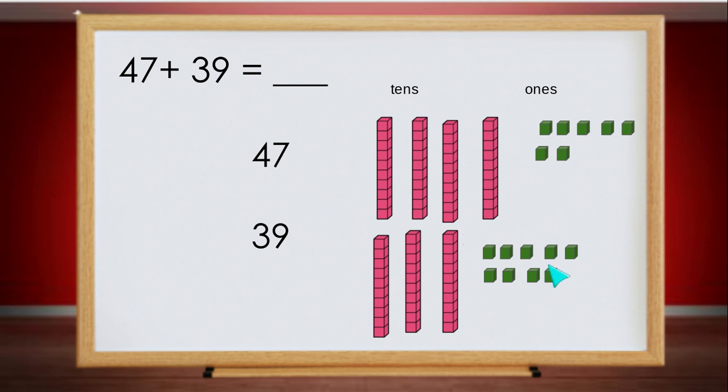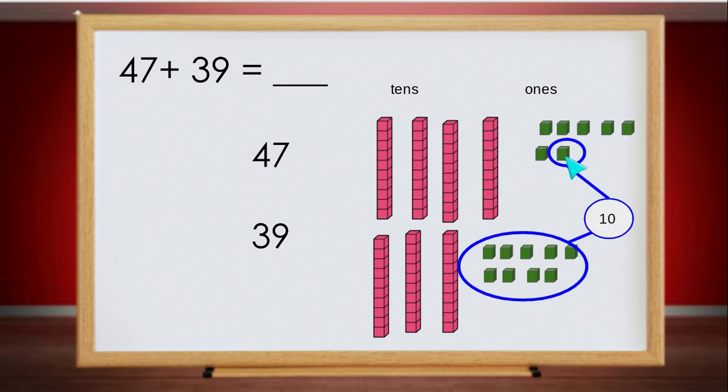And I'm going to look at the ones, and there's a lot more ones this time. But I'm going to use the 9 ones from 39 just to take one more from the number 47 to group into a new 10. So now I have 70 and one more 10 makes 80. And what's left over on the top right here for the information for 47 is 6 ones. So 80 and 6 more ones equals 86.